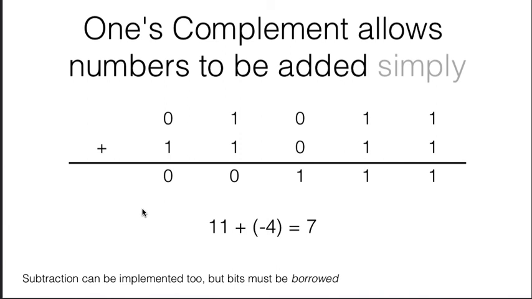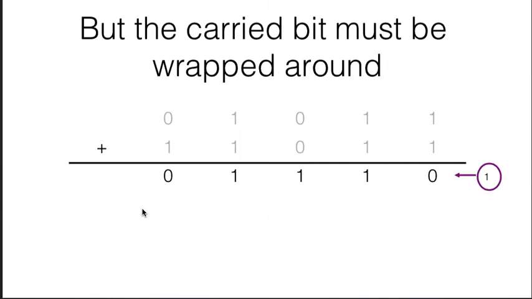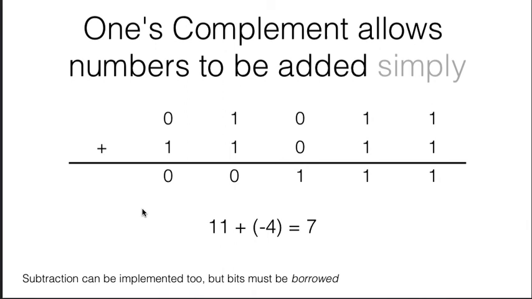Now that wrapping around a bit there, that's an extra complication. That's unfortunate. But you could see how this is vastly superior to just sign plus magnitude, because you can actually do addition on it and it'll work. You can also do subtraction, but you have to borrow a bit. You know, if you're doing the reverse, but we won't go into that. Okay? So 1's complement allows positive and negative integers to be added together simply enough.